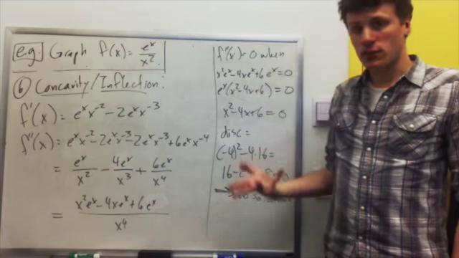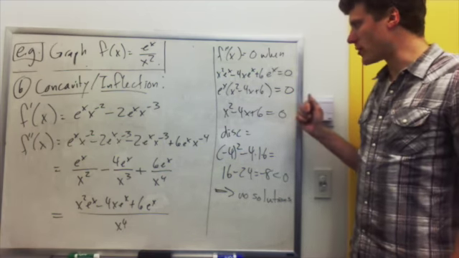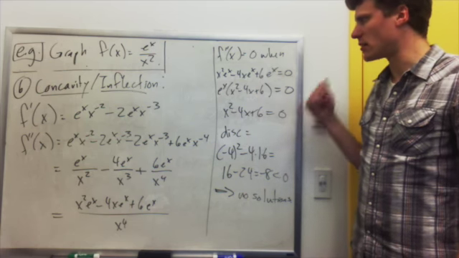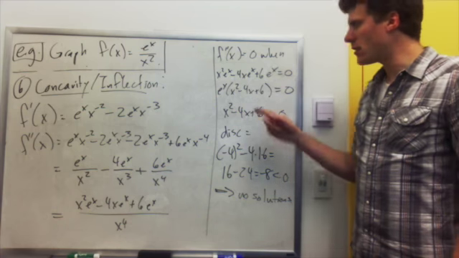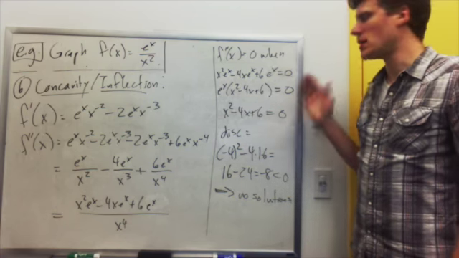Now to find inflection points, I set this equal to 0. Well, this is equal to 0 when the numerator is 0: x squared e to the x minus 4x e to the x plus 6 e to the x equal to 0. I'll factor out e to the x, and I get e to the x times x squared minus 4x plus 6 equal to 0.